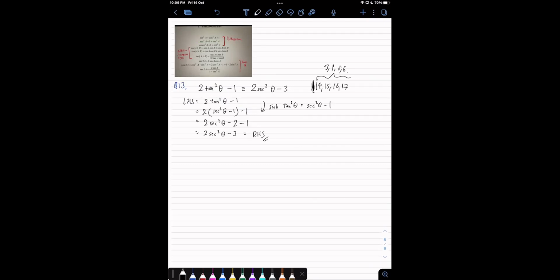Okay, that is question 13. Questions 14 to 17 are a repeat, so we ignore that. Let's move on to question 18. So 18, what does it say? Let me just copy down the question first. Cosine cube x times cosecant of x, and then you want to show it's equal to cotangent of x.